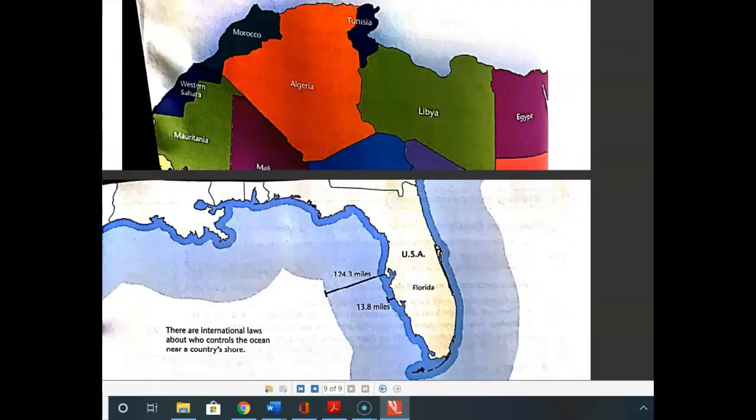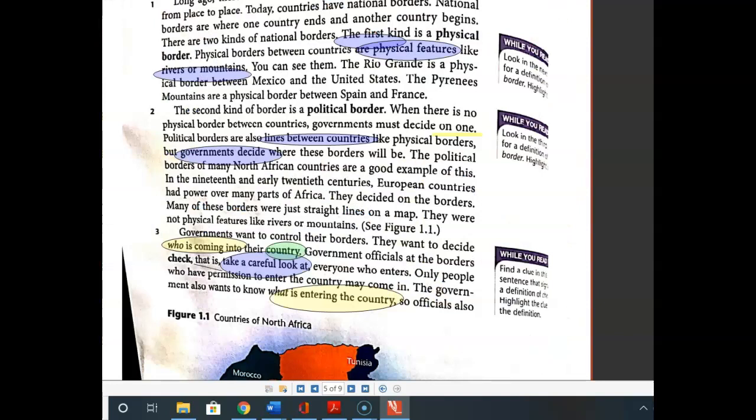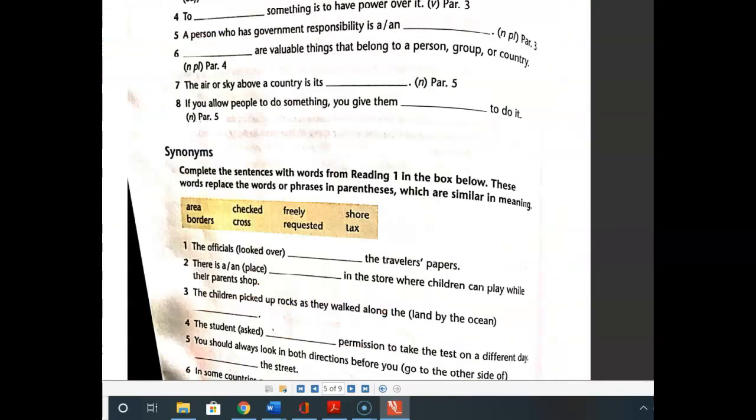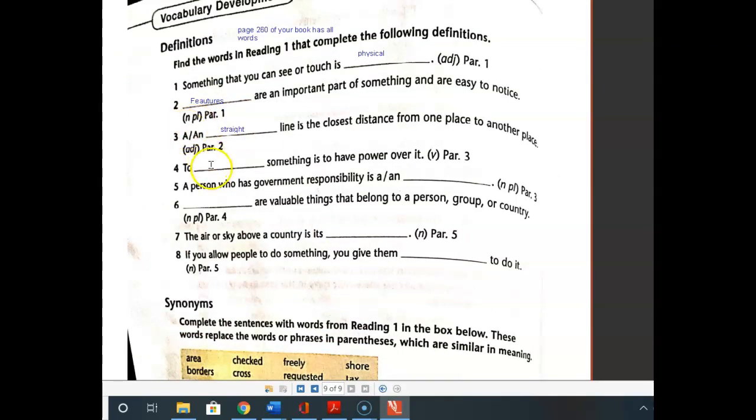Okay, paragraph 3. To something is to have power over it. To check something is to have control? No. To check something is to have power? No. Maybe to control something is to have power. That one makes sense to me. So that is actually correct. To control something is to have power over it.